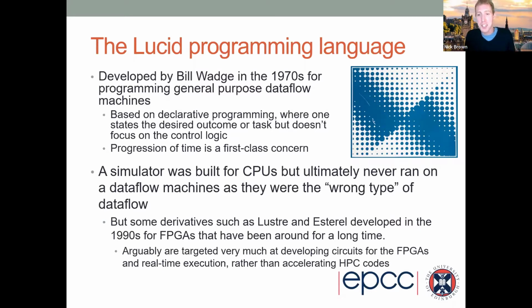I think the excuse was it was the wrong type of Dataflow that was provided by these machines when they finally came around in the 1990s. But some derivatives were developed in the 90s for FPGAs, but focused very much on developing circuits and real-time computation rather than our interest, which is an HPC software developer working top-down. Let me accelerate my HPC code, my HPC kernel, on these FPGAs. But we thought this would be a great starting point.